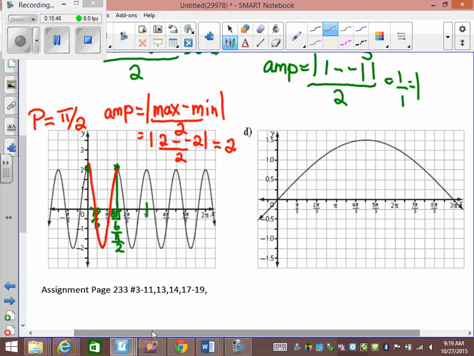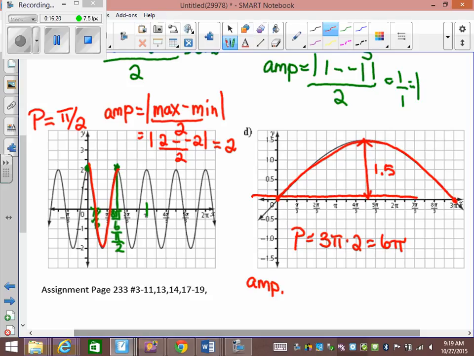So what I can decide though is, from here, past the max, back to that same spot, is how much of the period? Half of the period, right? I'd have to go past the min and back up to that same spot for the full period. So I know that the period is actually 3 pi times 2, so 6 pi. And my amplitude, then, this would be half of it. So I could actually just say my amplitude is 1.5, right? Because that's the part where I cut the graph in half. My amplitude is from middle up, middle down.